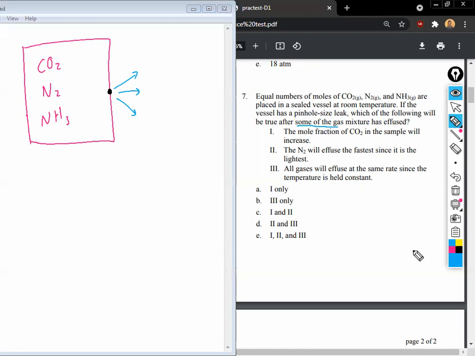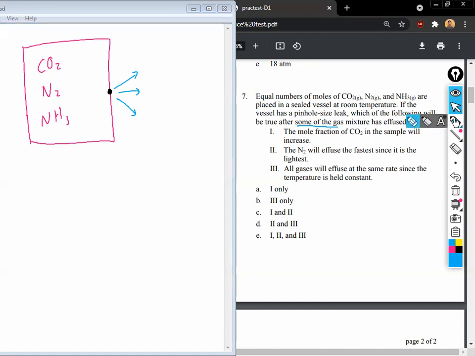All righty, guys. So let's go through this. If you guys remember effusion, it's when gases come out of a small hole. And honestly, as kind of gross as it is, if you think about how a butthole works, it actually helps you understand effusion very well.